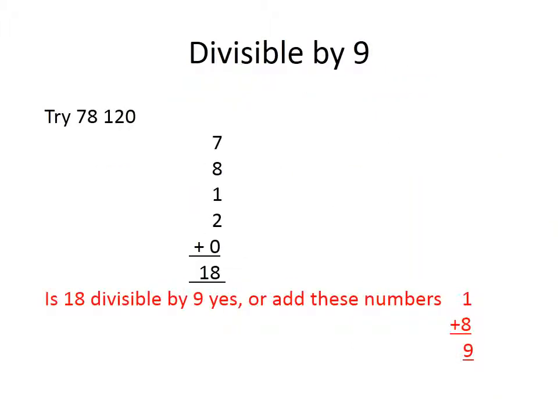Try 78,120. 7, add 8, add 1, add 2, add 0, and our answer is 18. Is 18 divisible by 9? Yes. Or add these numbers if you're not sure. 1 add 8 equals 9. So yes, the number 78,120 is divisible by 9.